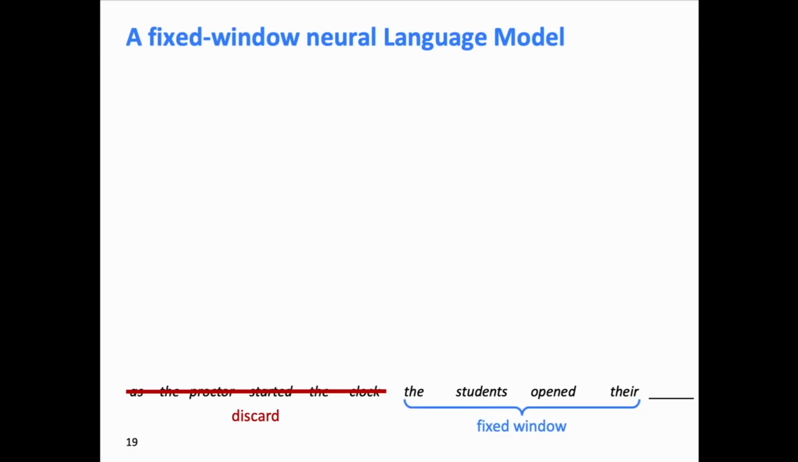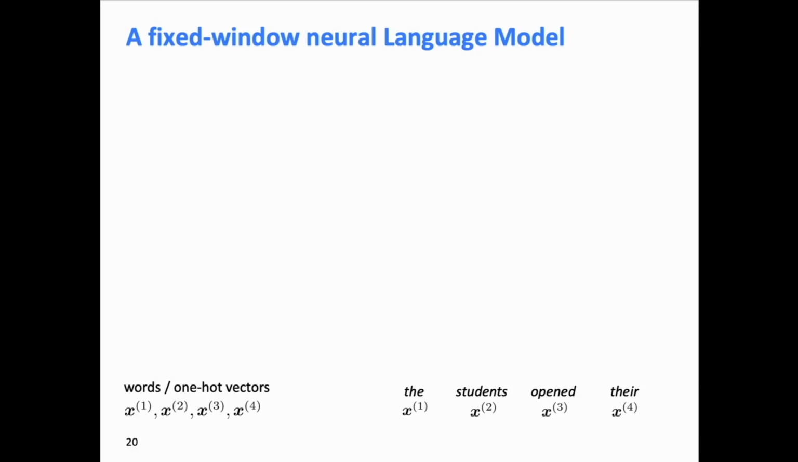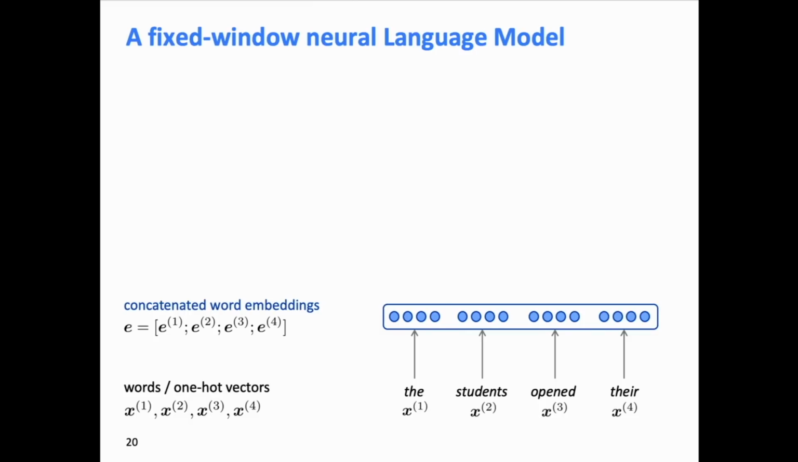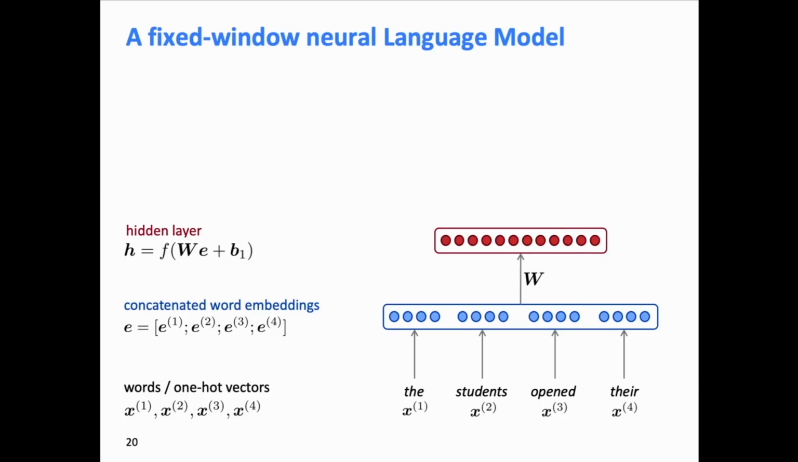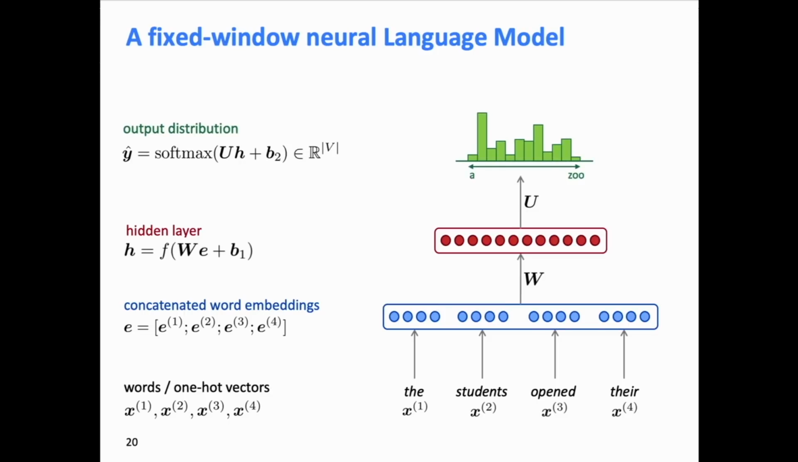So what we'll do, similarly to the NER model, is represent these words with one-hot vectors. Then we'll use those to look up the word embeddings for these words using the embedding lookup matrix. So then we get all of our word embeddings E1, 2, 3, 4, and then we concatenate them together to get E. We put this through a linear layer and a nonlinearity function f to get some kind of hidden layer.